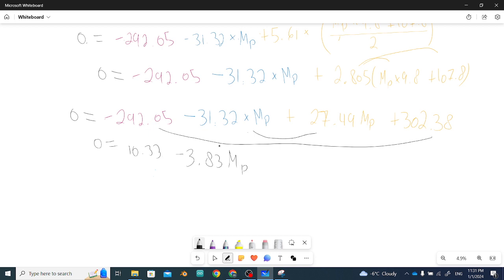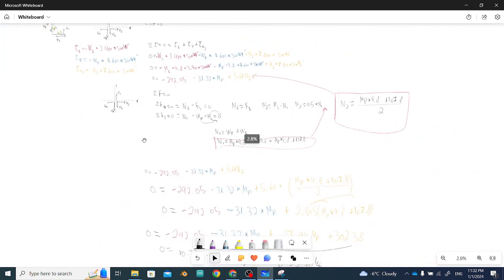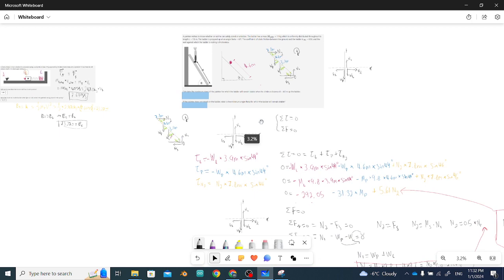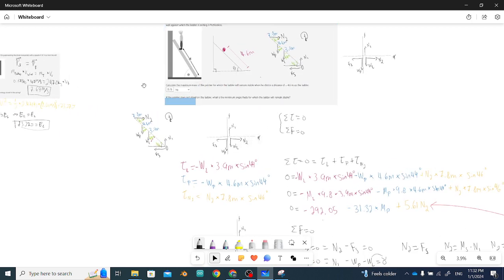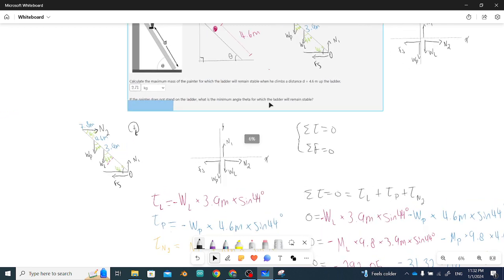And now let's just do some simple algebra here. So 3.83, which would give us the mass of the painter is equal to 2.70 kilos, which is not much for a human. But let's see. After all this, that's right. Now, second question. If the painter does not stand on the ladder, what is the minimum angle theta for which the ladder will remain stable?